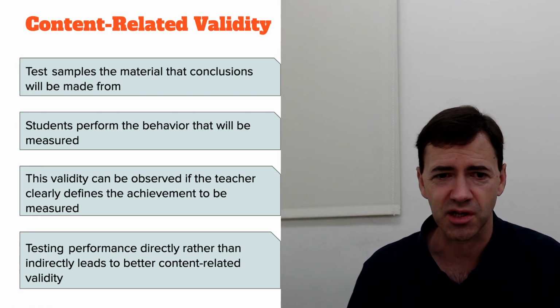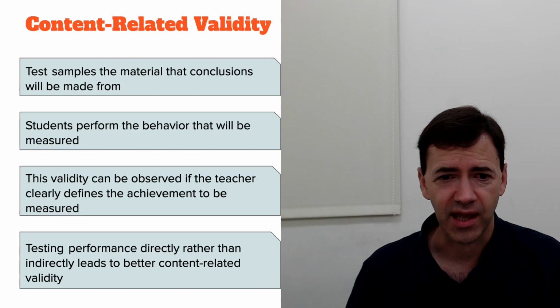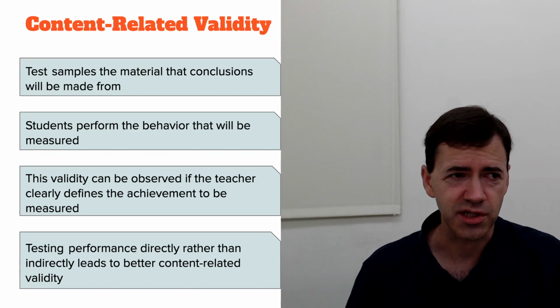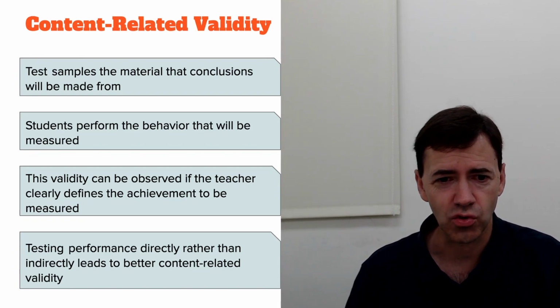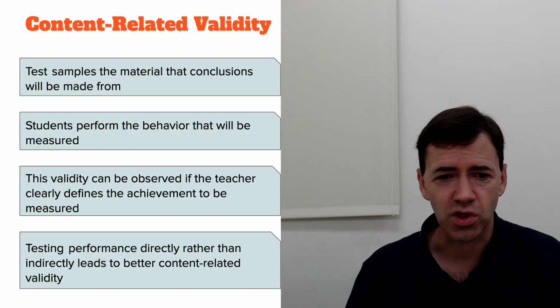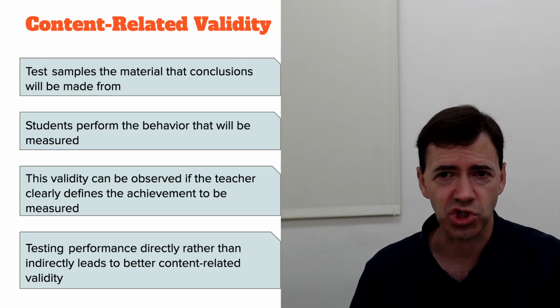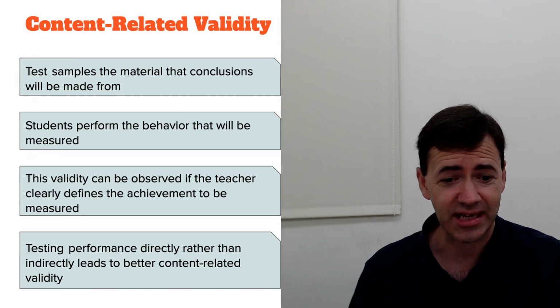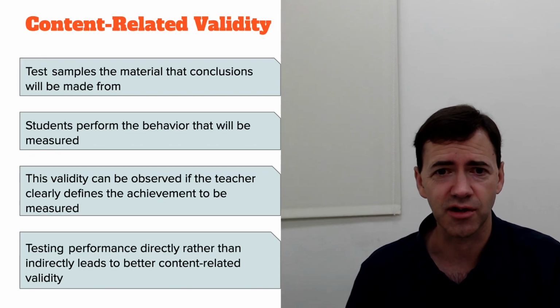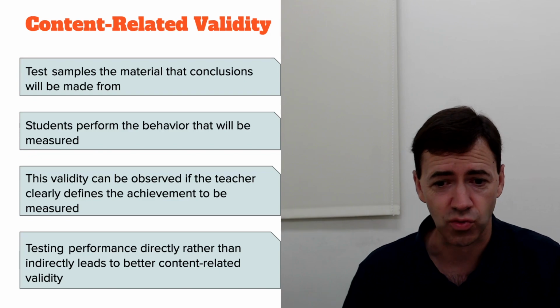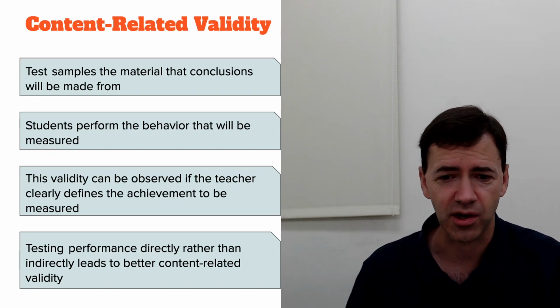So the test samples the material that conclusions will be made from, and the students perform the behavior that will be measured. Now, as I mentioned, it's really tough to prove validity, but you should be able to observe if it's valid or not if you clearly define the achievement to be measured. So you have written down what are my objectives and what is it my students are supposed to achieve, and then you give a test and you can see those things happening, then that should be considered valid. Testing performance directly rather than indirectly leads to better content-related validity.